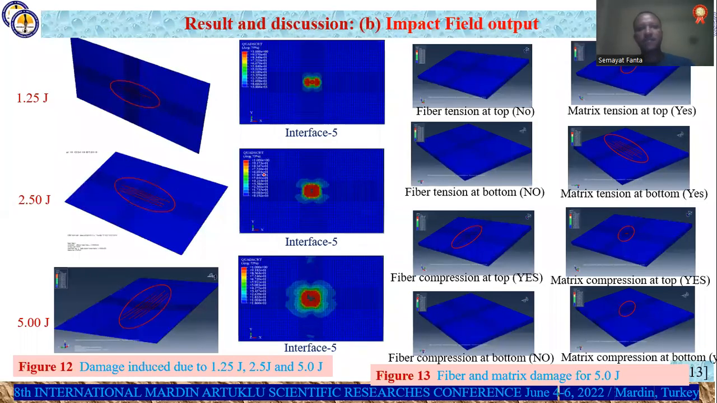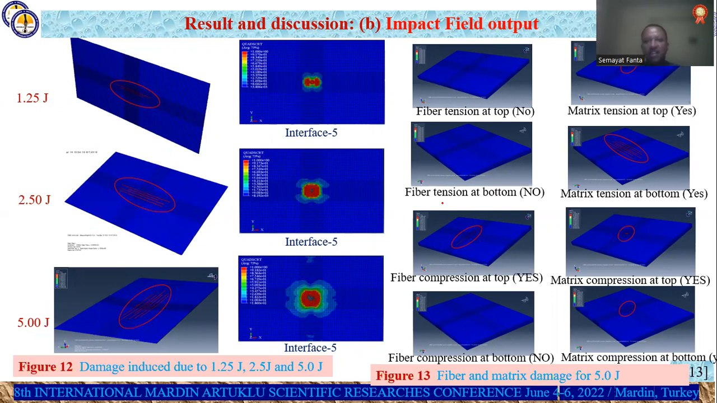When we come to the second case, the impact field output, we can observe such damage for 1.25 joule. For 2.5 joule, we can see more damage here. And for 5 joule, you can see very extended damage. And the interface damage also, for 1.25, 2.5 and 5 joule, we can see. So this is the interface damage or delamination damage.